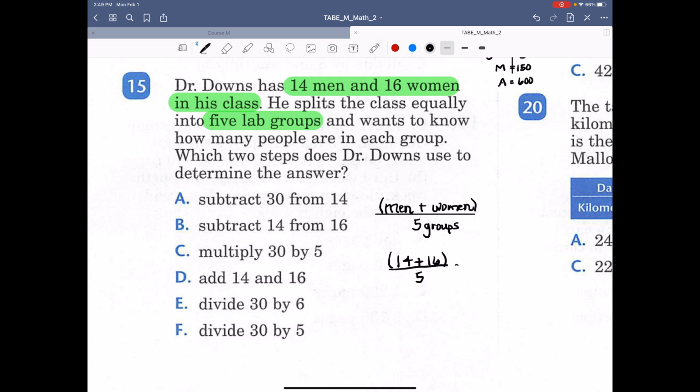So 14 plus 16 is 30. And 30 divided by 5 is 6. So he would have 6 groups. So the first thing he had to do was add his 14 and 16. Combine all your students and then divide that by 5. So we are looking at D and F for number 15.